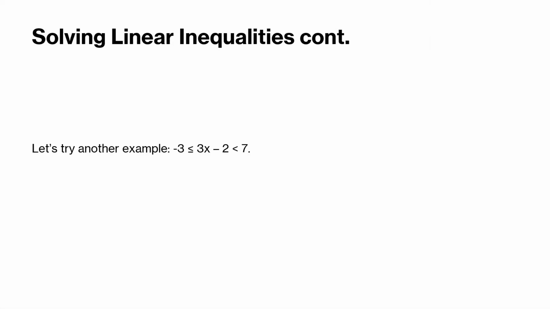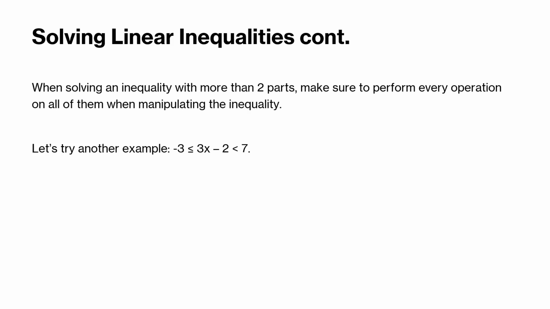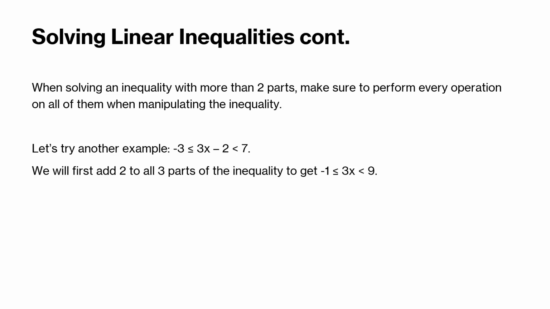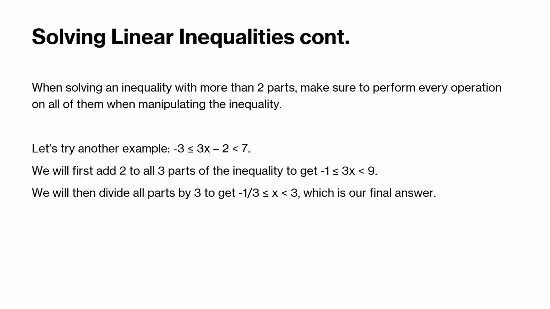Let's try another example. Minus 3 is less than or equal to 3x minus 2, which is less than 7. When solving an inequality with more than 2 parts, make sure to perform every operation on all of them when manipulating the inequality. We will first add 2 to all of the 3 parts to get minus 1 less than or equal to 3x less than 9. We will then divide all 3 parts again by 3 to get minus 1 over 3 is less than or equal to x, which is less than 3, which is our final answer.